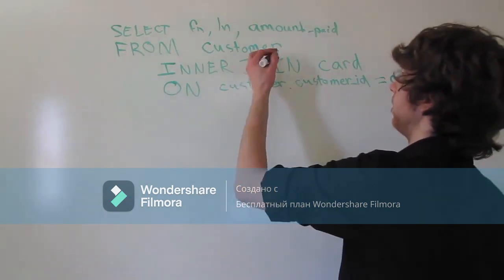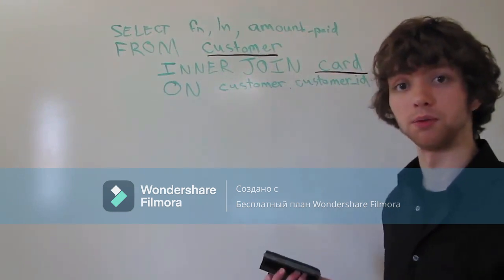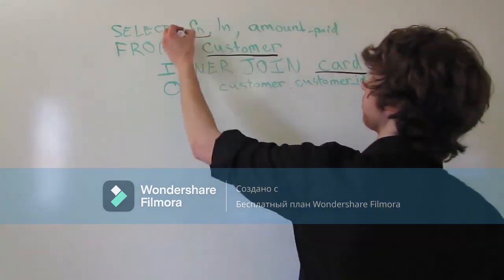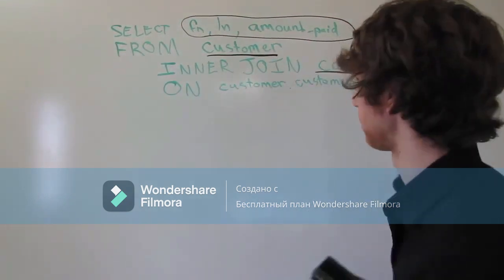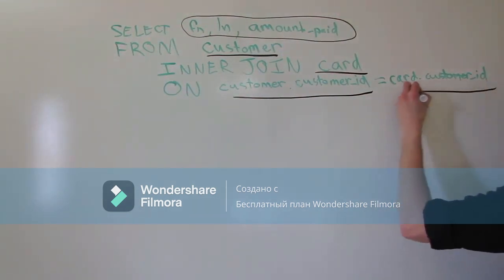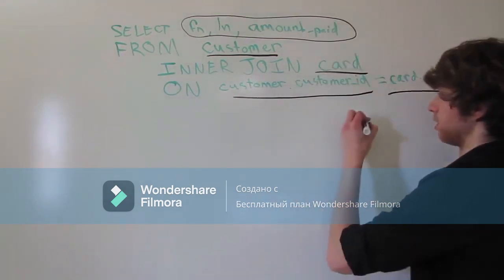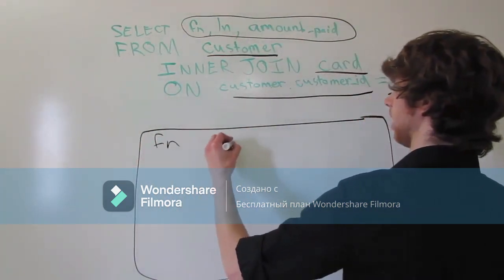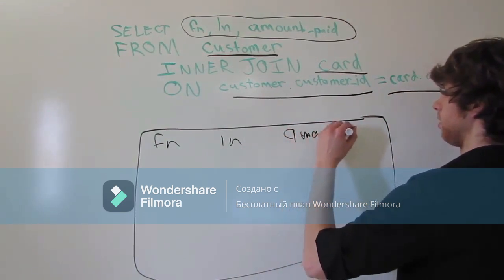Okay, we got the customer joined with the card. Those are the tables. And then we say what columns we want to return in the new join, and that's first name, last name, and amount paid. And then we have to say how they're related. That's the customer ID of the customer table is equal to the customer ID of the card table. And that's how you get your joined results. So the end result would of course look like this. And you're going to have first name, last name, and then amount paid.